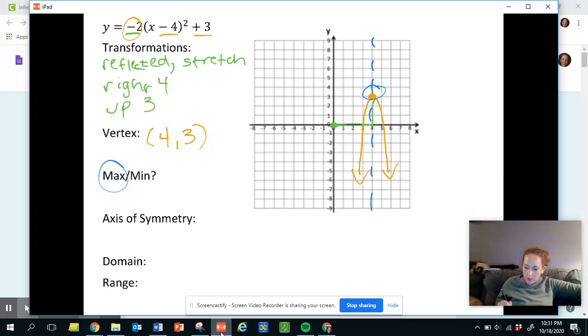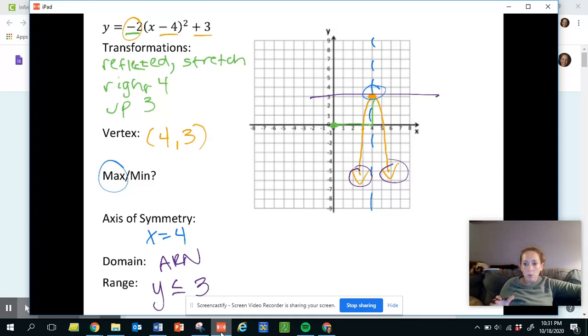Since the vertex is at the top, we know it's a maximum. The axis of symmetry cuts it in half, so it's the line x equals 4. Domain is always all real numbers because there's arrows on both sides, and everything is below the vertex, so I'm going to say y is less than or equal to 3.